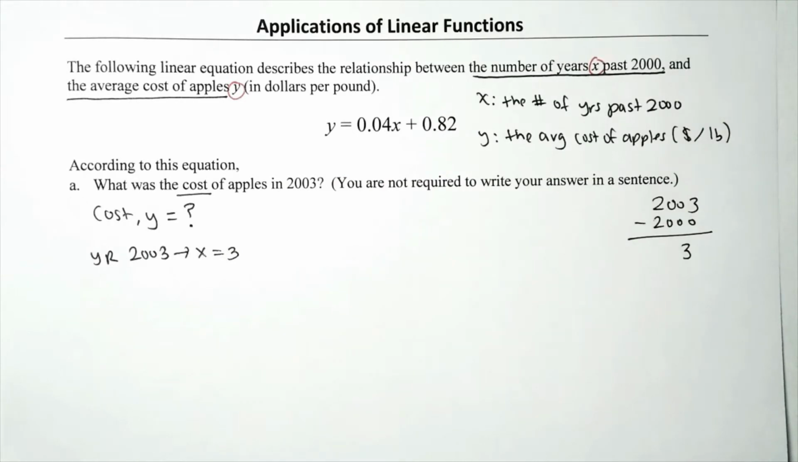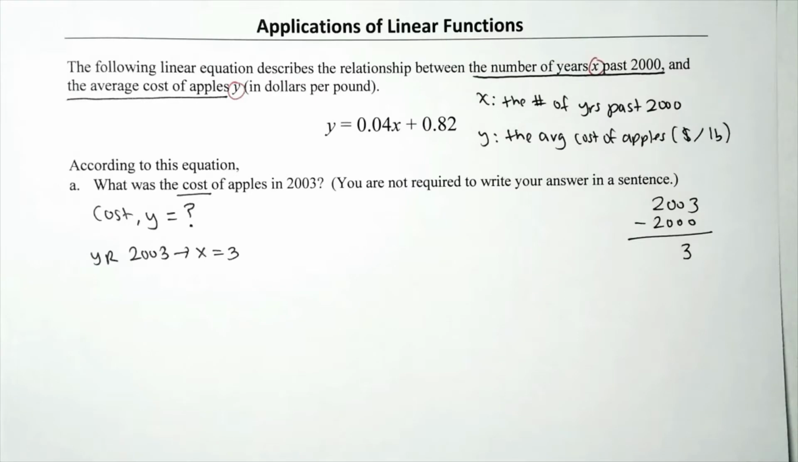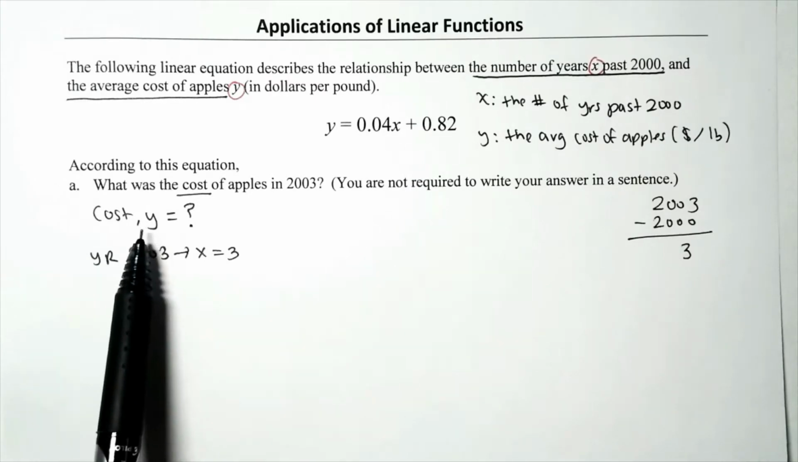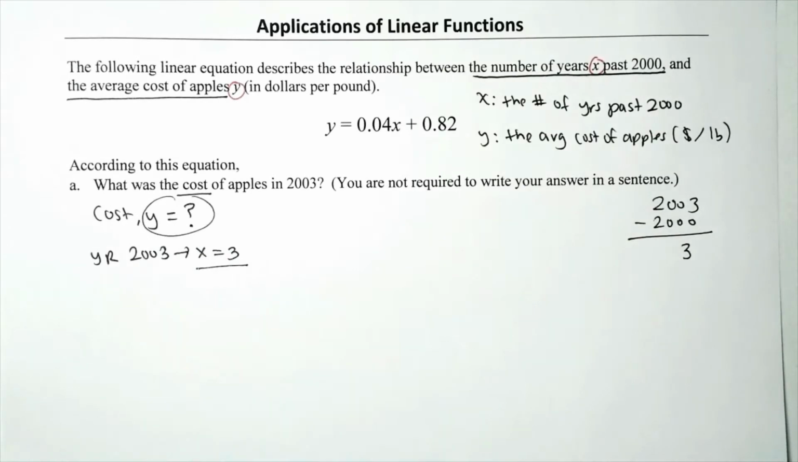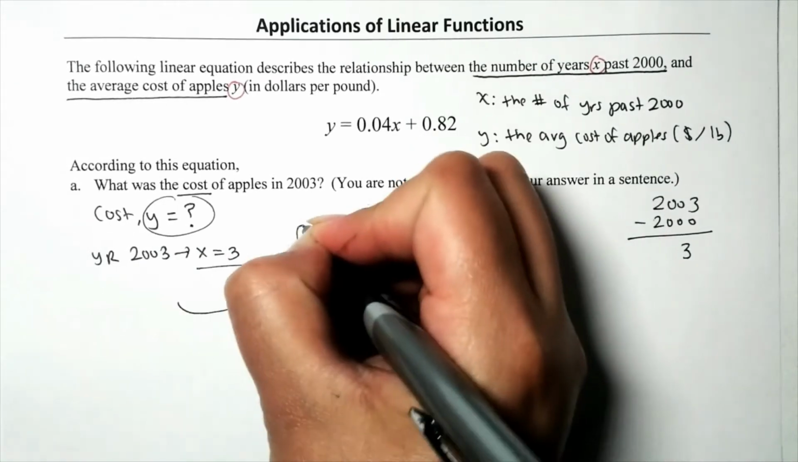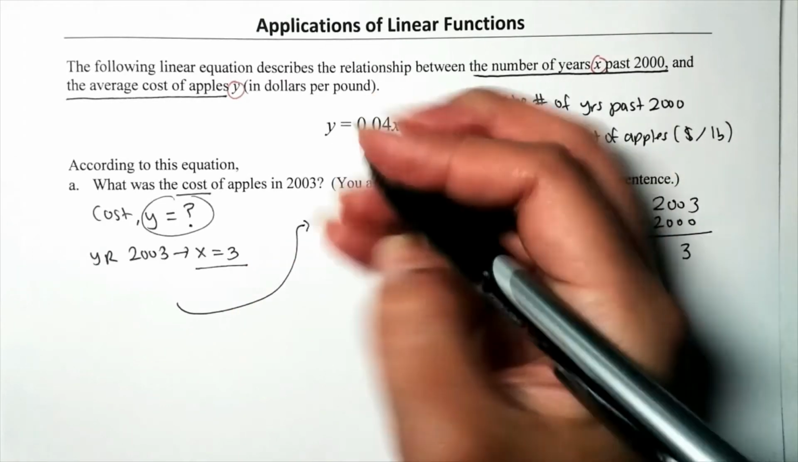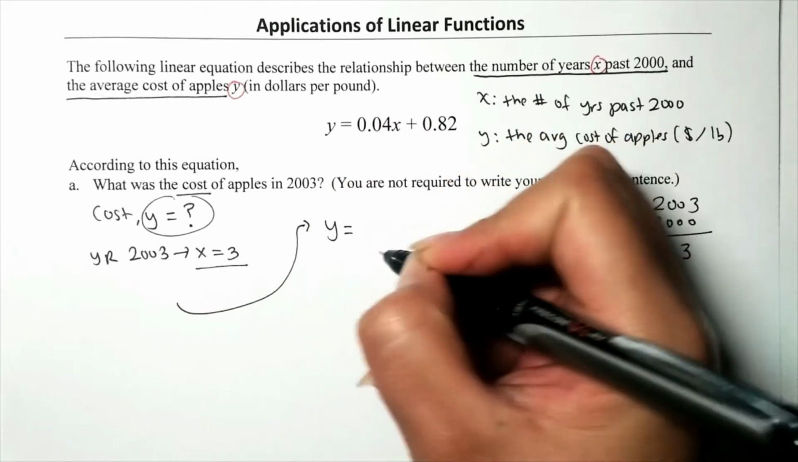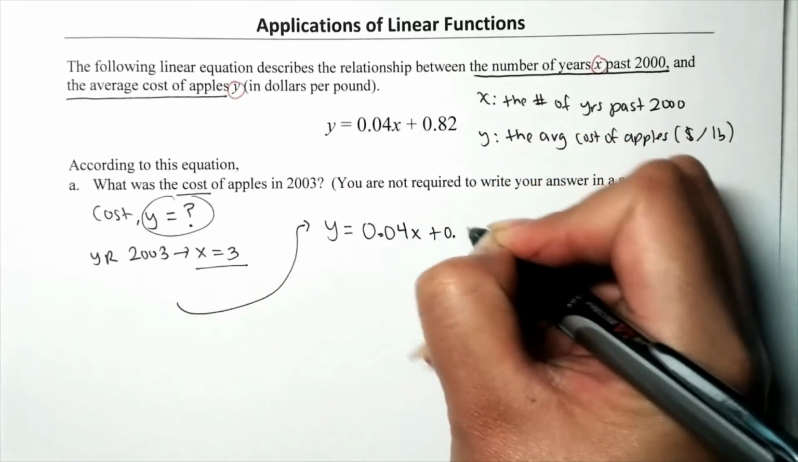So the moral of the story, all wording aside, what this breaks down to is this: find y when x equals 3. Oh, I could do that. I could find y when x equals 3. We have a neat equation that allows us to find y, or the cost at any given time. So we're going to start out with writing out the equation. We have y equals 0.04x plus 0.82.